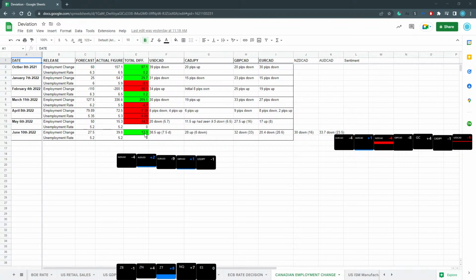So better than expected data had about a 12k deviation. We were looking for about 15k at least, and then we had seen a positive reaction from the Canadian dollar. We can see that GBP CAD was the biggest reaction there, compared to actually the Aussie dollar CAD was the biggest reaction.